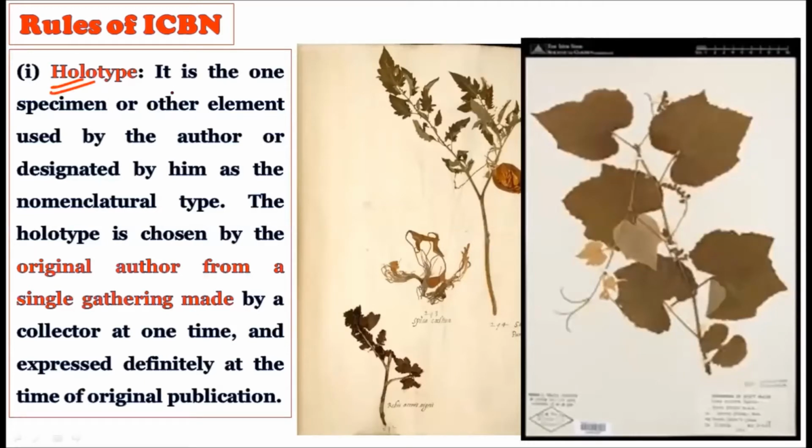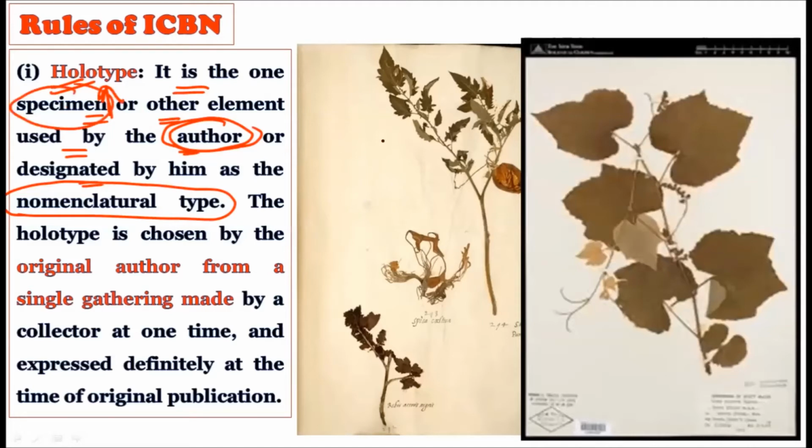It is the one specimen or other element used by the author and designated by him as a nomenclatural type. So the author who is describing the particular species is using the holotype. He has taken the specimen of the plant and describes it, and he designates it as a nomenclatural type. By using this plant material and its characteristics, we are going to name this plant, and this is the basic nomenclatural type.